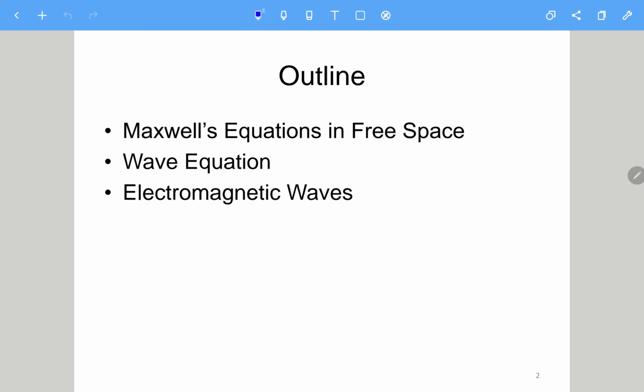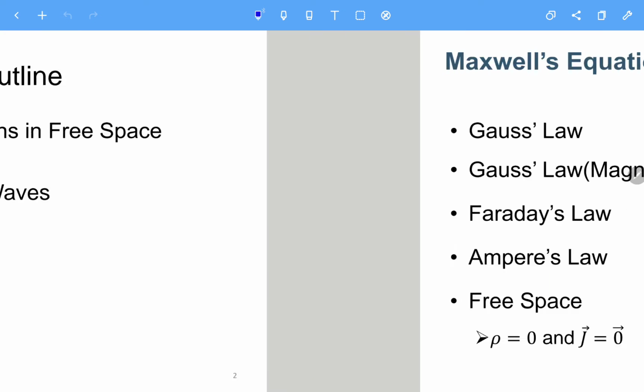But here, for the wave equation in free space, we can have an elegant solution to it. And then we can see the solution to the wave equation in free space is actually the electromagnetic wave.